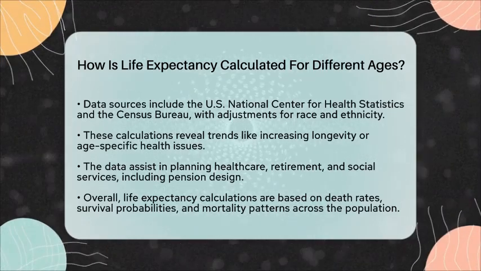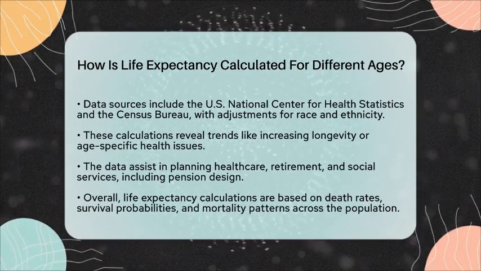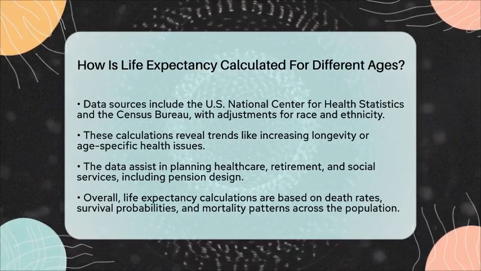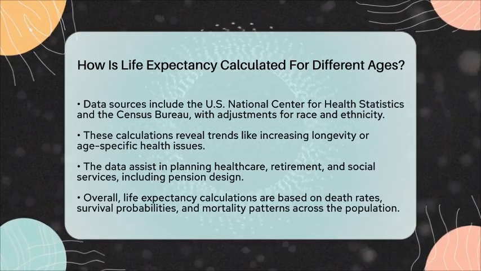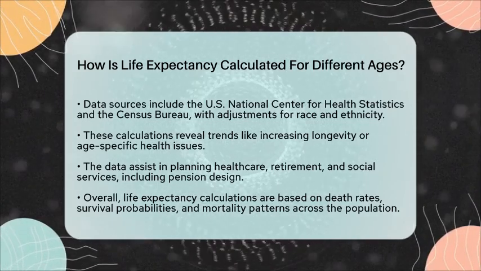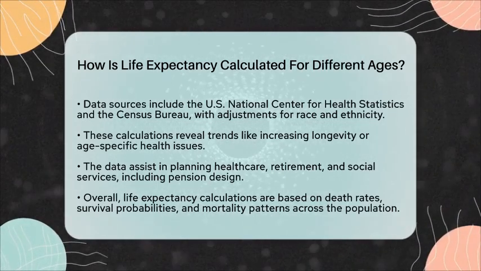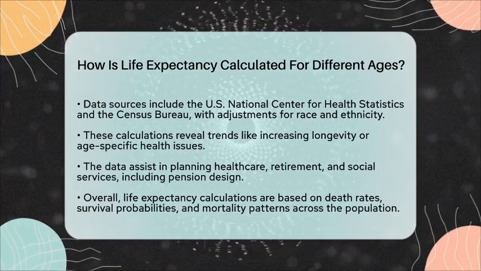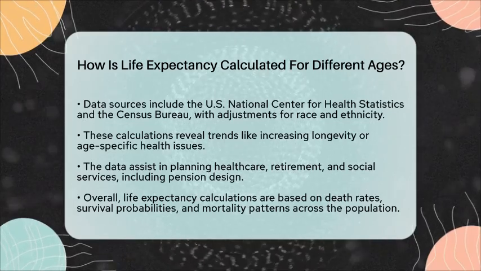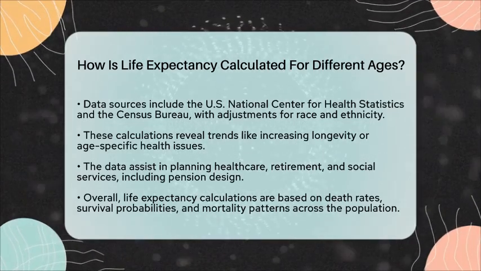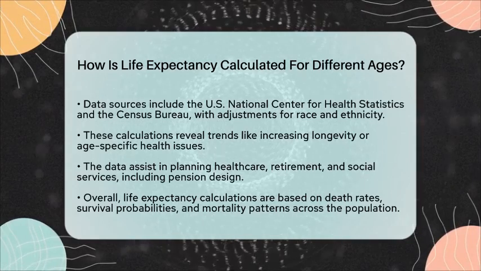In short, life expectancy at different ages is figured out by analyzing death rates, creating a survival map called a life table, and estimating how many more years a person can expect to live based on current mortality patterns. This process helps us see how health and longevity are changing across the population.